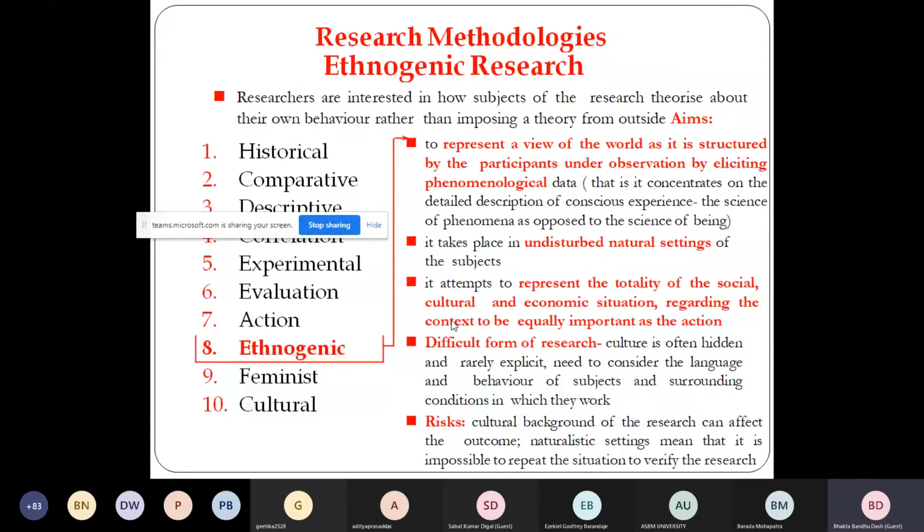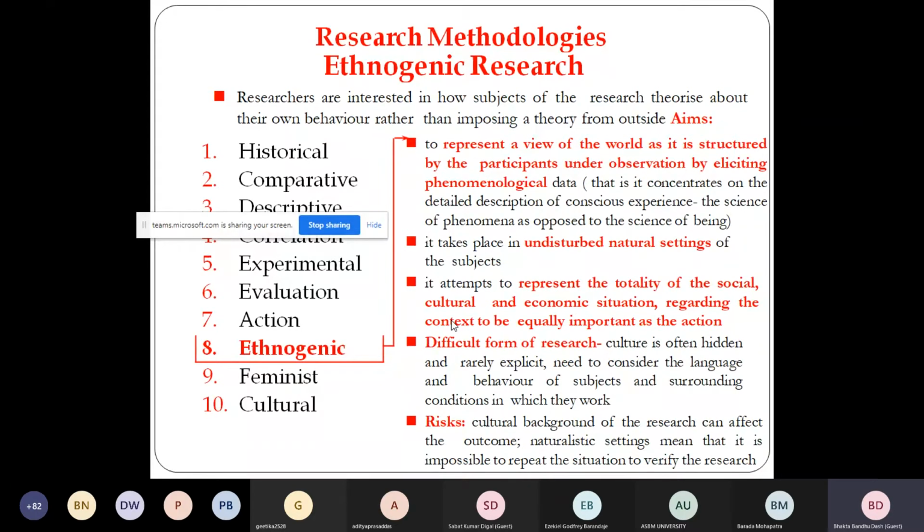It is often hidden and rarely explicit. It needs to consider language and behavior of the subject, and the surrounding conditions in which they work. So while we undertake this research, we have to be very, very serious. We have to be very, very practical. We have to be very, very focused. How we tactfully manage the sensitive issues while we try to uncover the facts behind those issues. Risk, cultural backgrounds of the researcher can affect the outcome.